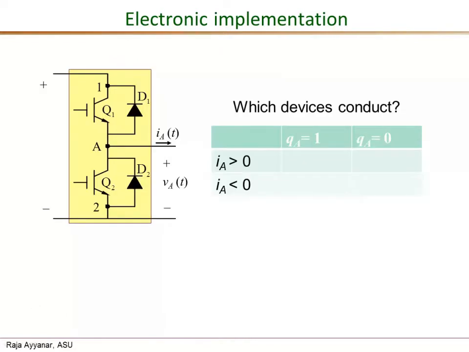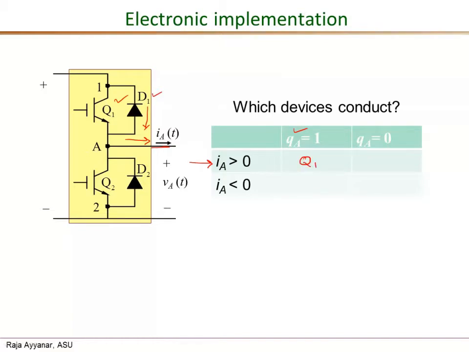Okay, next let's go ahead and determine exactly which of these four devices are conducting under different operating conditions. Okay, so essentially we are going to fill this table. So consider the case when the pole current IA is positive. IA is greater than 0 in this row. Okay. So with that, when Q equals 1, which means one of the top two devices have to conduct, and since IA is in this direction, the device that can actually conduct this current is Q1, because the diode cannot support a current in this direction. Okay. So therefore the conducting device for IA greater than 0 and Q equals 1 is Q1.